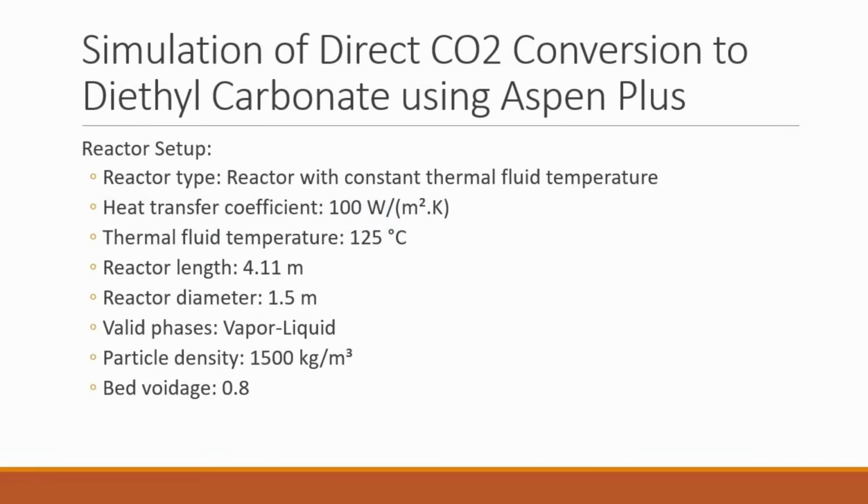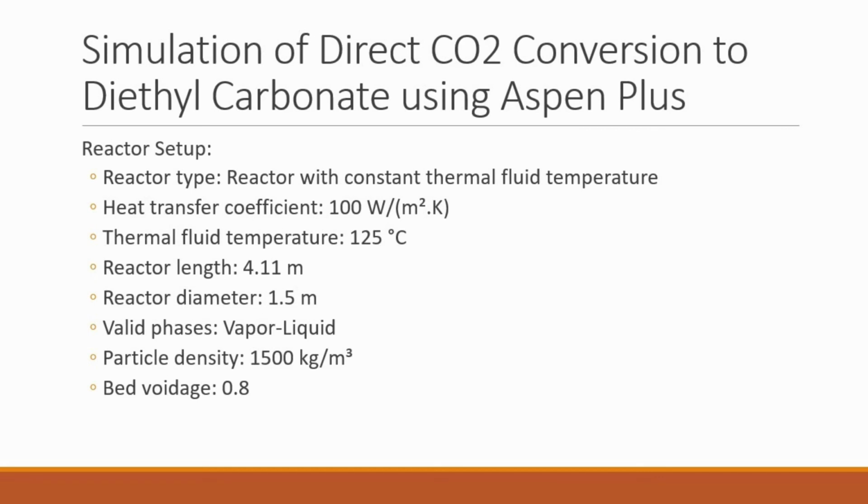We will now simulate the reactor for direct CO2 conversion to diethyl carbonate. Here are the reactor specifications. Reactor type: reactor with constant thermal fluid temperature. The reactor is simulated with a constant temperature of the cooling fluid. This is a type of reactor setup, especially when precise temperature control is desired for the reaction.